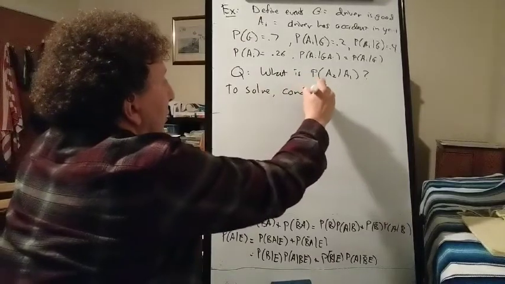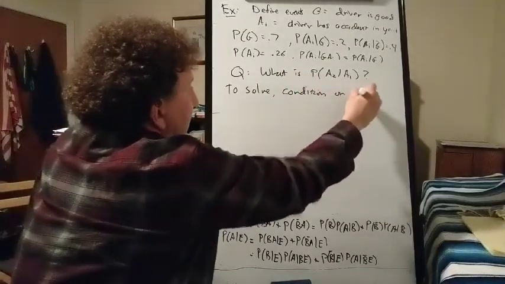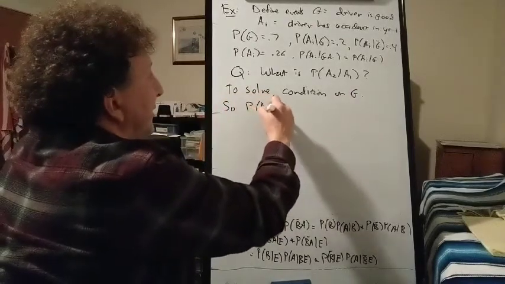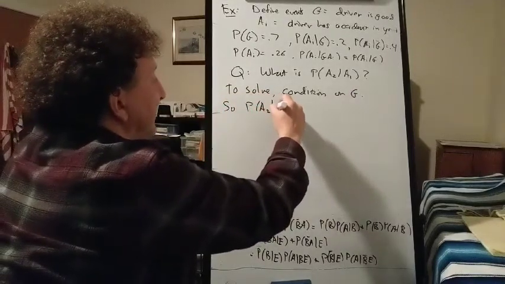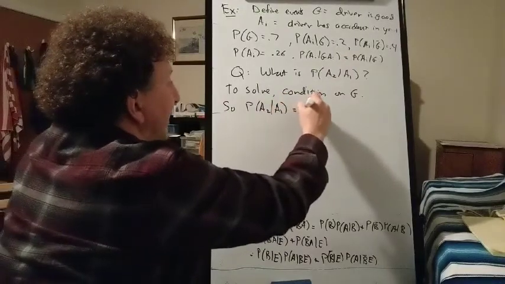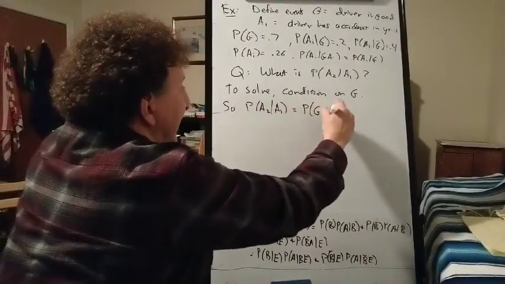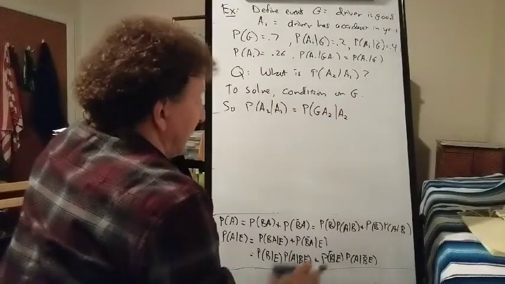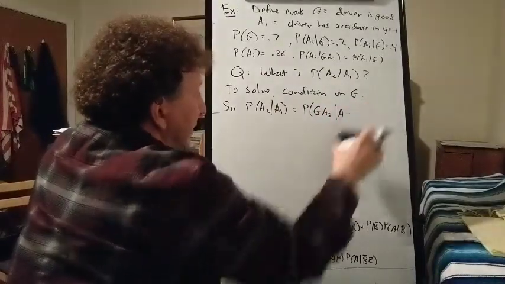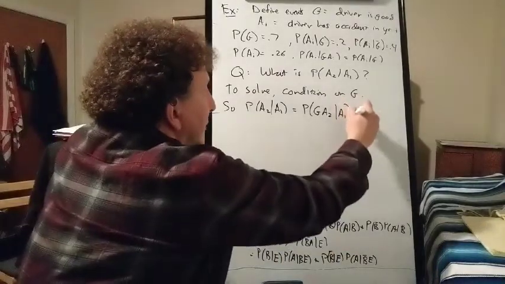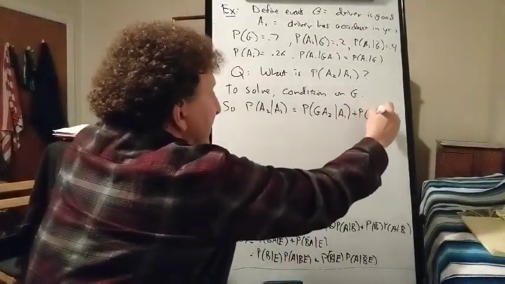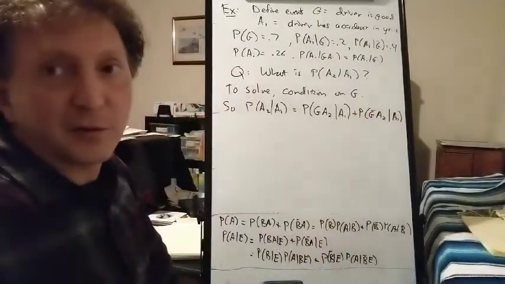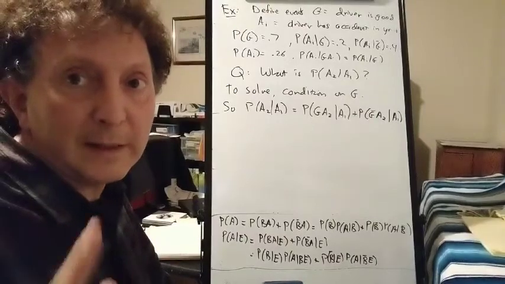To solve this, we'll condition on G. So the probability of an accident in the second year given an accident in the first year is the probability of G, having a good driver, and accident in the second year given an accident in the first year, plus the probability of not G and having an accident in the second year given an accident in the first year.